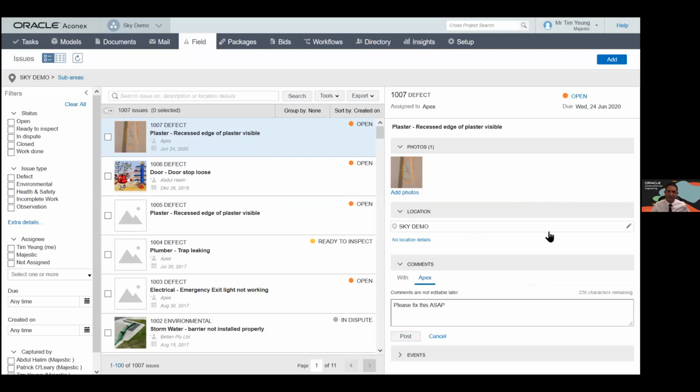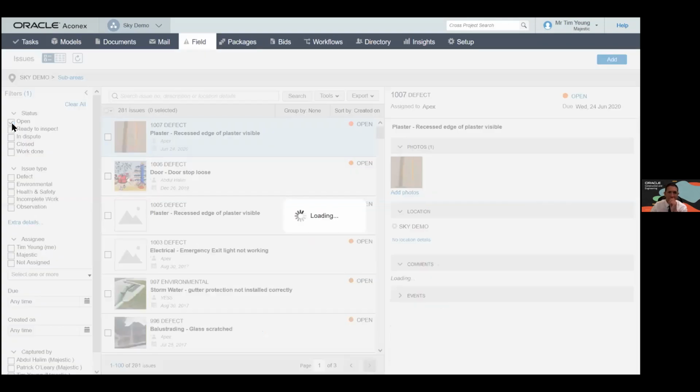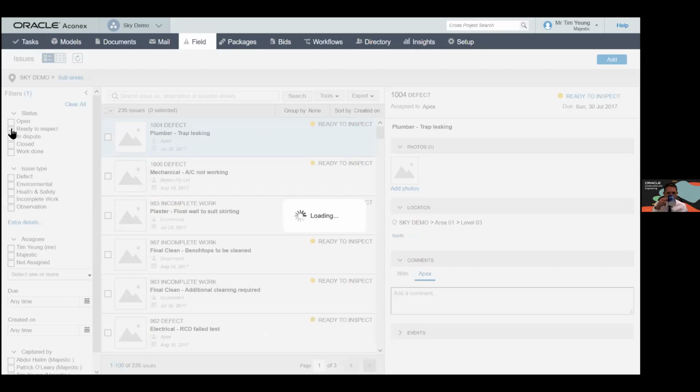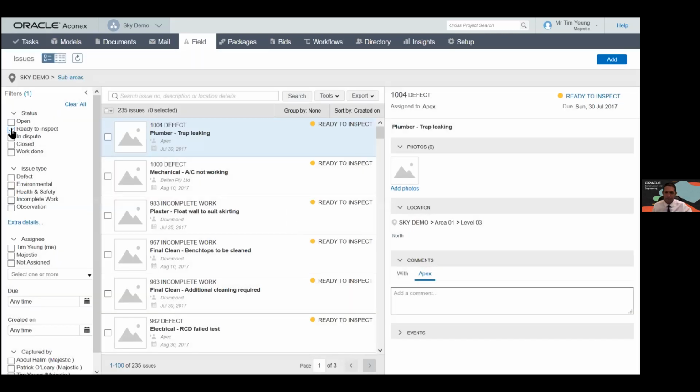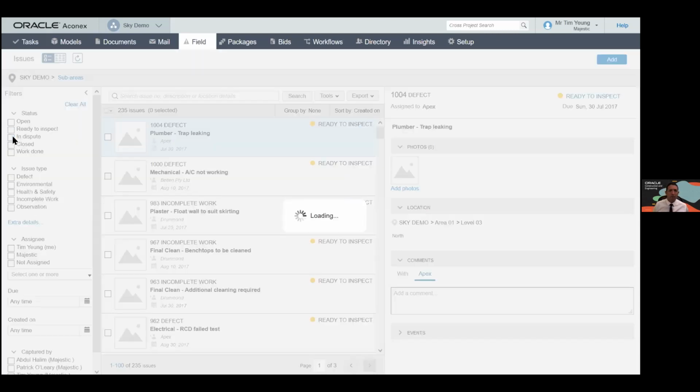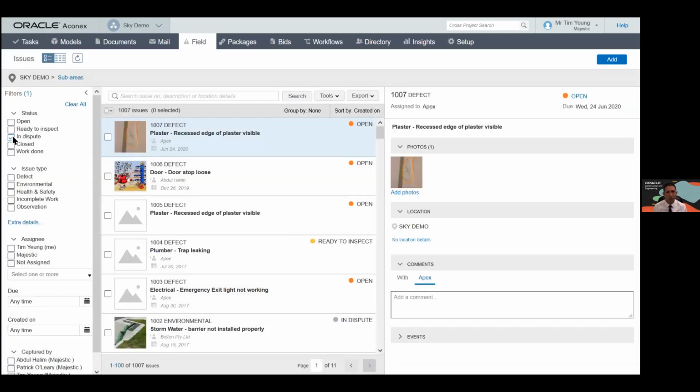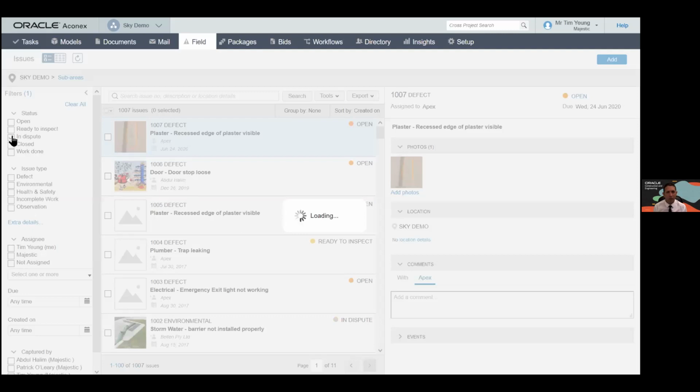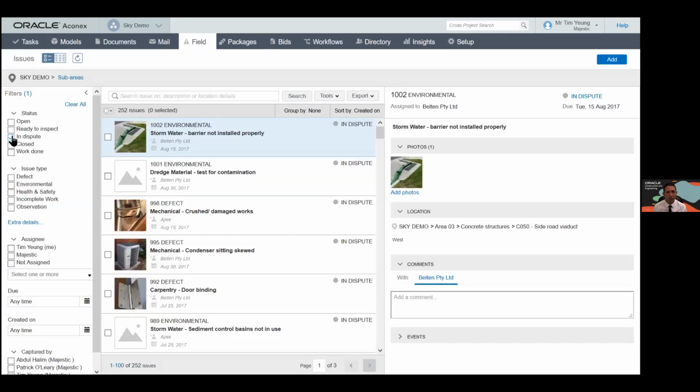Also, what other teams do, when it's time to look at the snags, you'll be able to come here and say, can we look at all the open items? Okay. We also know that when people complete work, you want your inspectors to look at the ready to inspect options, so that they only concentrate on the items that have been completed. And unfortunately in our industry, there's also a lot of dispute. So you might find that there are a couple of items in dispute. So you're able to also focus on those very quickly. So that's our field application.